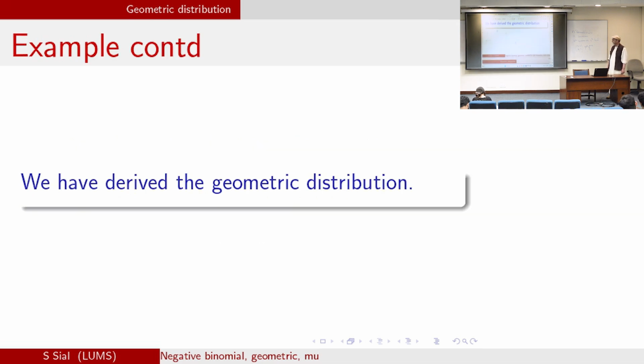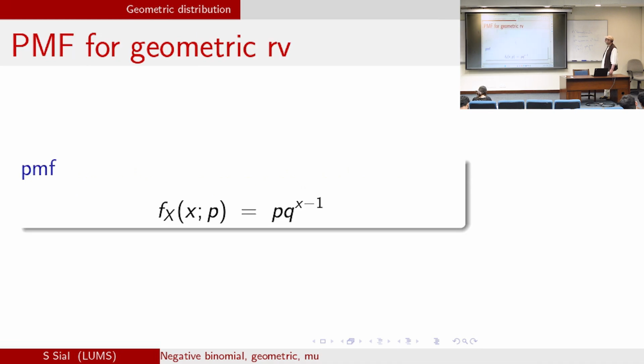Okay. So basically what we've done is we've derived what's called the geometric distribution, because that kind of reminds you of the geometric series, I guess. So the probability that it would take small x attempts, with the first success followed by x minus 1 failures, is p q to the x minus 1, where q is equal to 1 minus p.